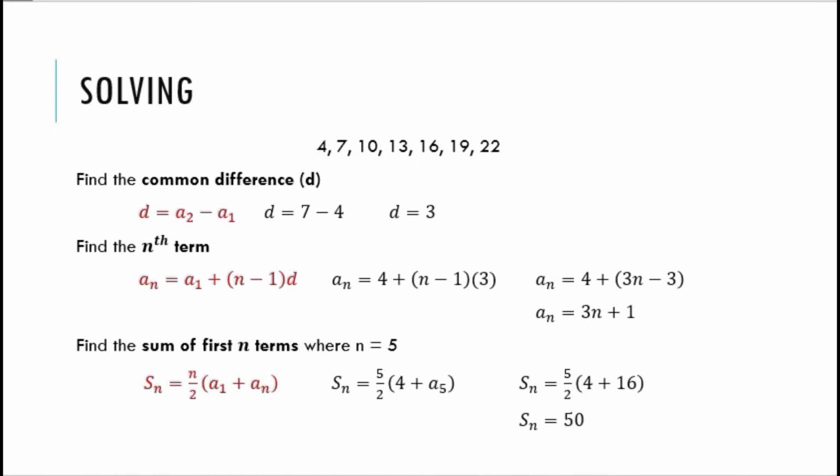And next, we also might be asked to find the sum of the first n terms. And for this example, the first n terms will be 5, so n equals 5. We have this equation, S sub n is equal to n over 2 times the first term plus the last term. So since n is equal to 5, let's substitute 5 into n, so that will give us 5 over 2 times 4, which is the first term, plus the fifth term, which is, in our case, 16. So after simplifying that, we will have 50. So 50 is the sum of the first 5 terms of the given sequence.